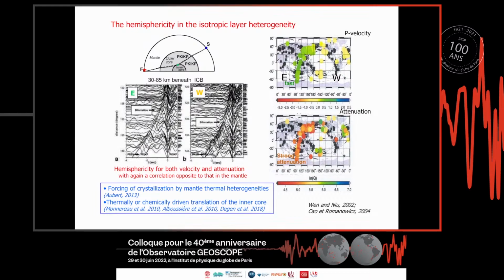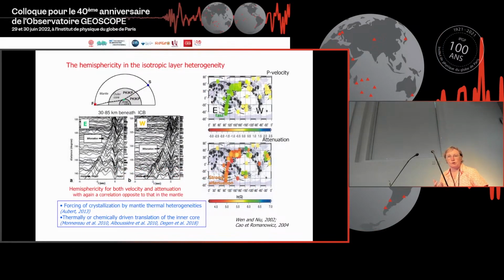Another possibility is due to a mode of convection inside the inner core, which in fact results in a translation of the inner core, so that because the surface of the inner core is at the freezing point, you have permanently melting on one side and crystallization on the other side. And this makes the core permanently moving. The origin could possibly be a thermal origin, but more likely a chemical origin.